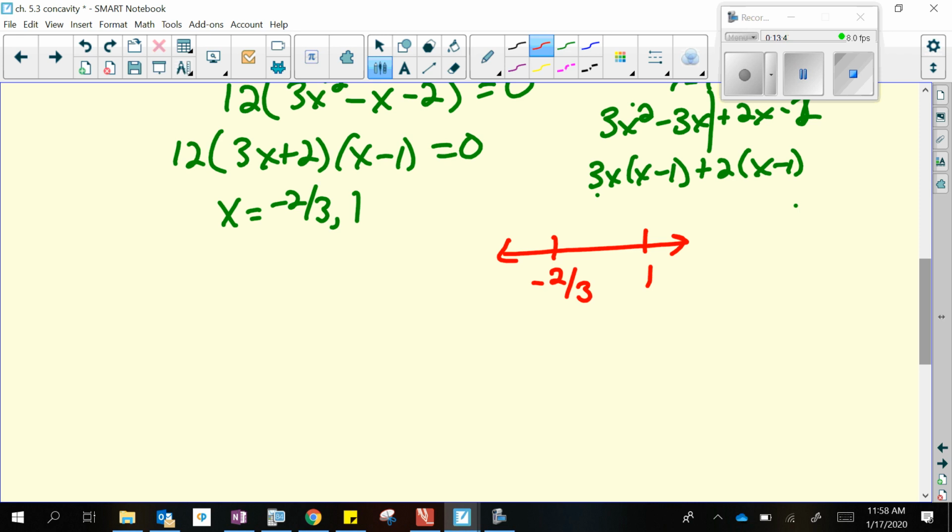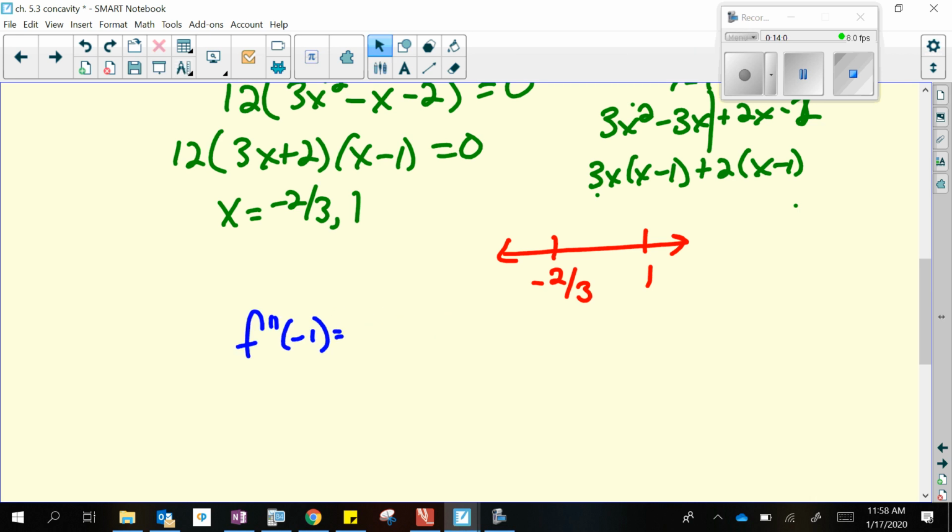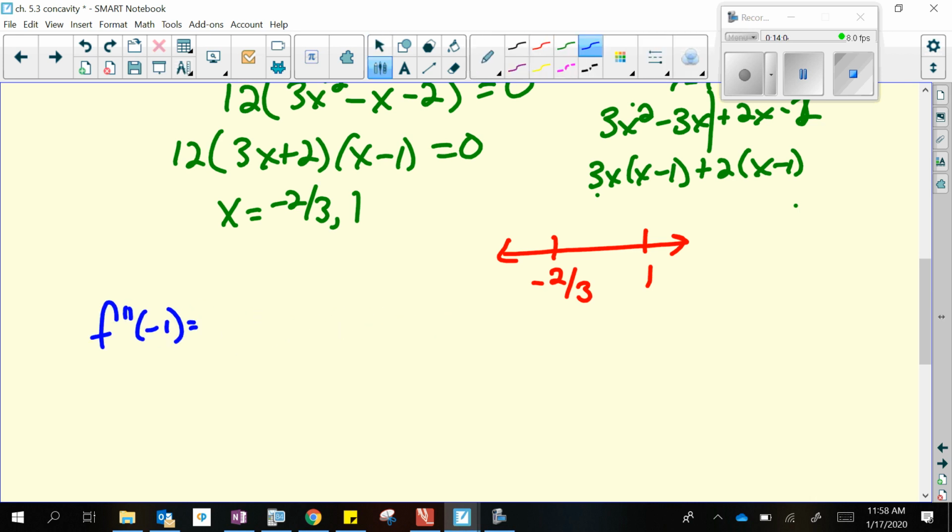Okay? So let's choose something less than negative 2/3. So negative 1. I can use the same kind of shortcut method with my factors. So at negative 1, I'm going to have a 12, a positive out here. Negative 3 plus 2 is going to give me a negative number. Negative 1 minus 1 is going to give me a negative number. So it's positive, right? Okay, so the tangent line slopes are increasing in that interval.